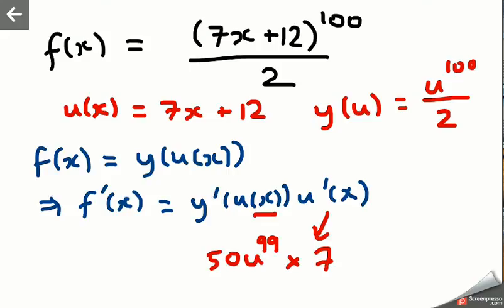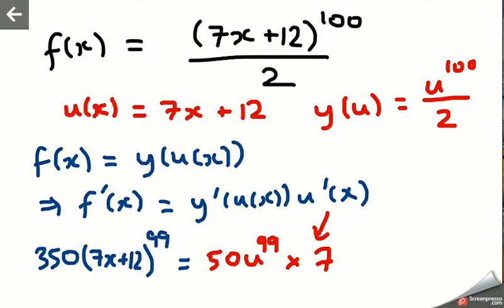And we should present it in terms of x because our original function was presented in terms of x. And so this is equal to 7 times 50 times u to the power of 99. Well, 7 times 50 is 350 because 7 times 5 is 35. So that's equal to 350 times u, which is 7x plus 12, to the power of 99. And I think that makes life much easier. So f prime of x is equal to 350 times 7x plus 12 to the power of 99.